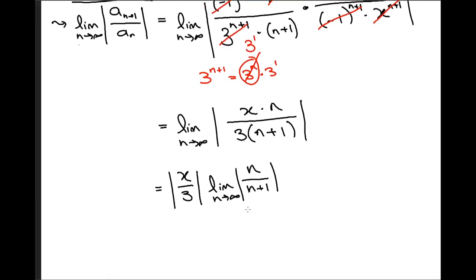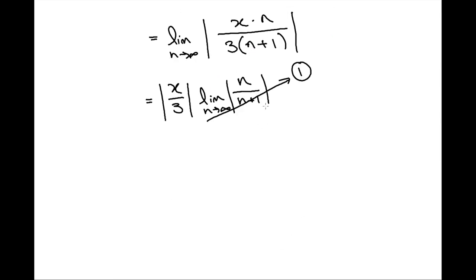You can actually evaluate this limit. Now that's going to be an infinity over infinity limit, so you could theoretically use L'Hopital's rule, or you could use the Calc 1 method, divide by highest power. Either way, you're going to get that this limit simply goes to 1. Okay, this limit here is going to go to 1. So if that goes to 1, this would just come out to 1/3 times the absolute value of x.